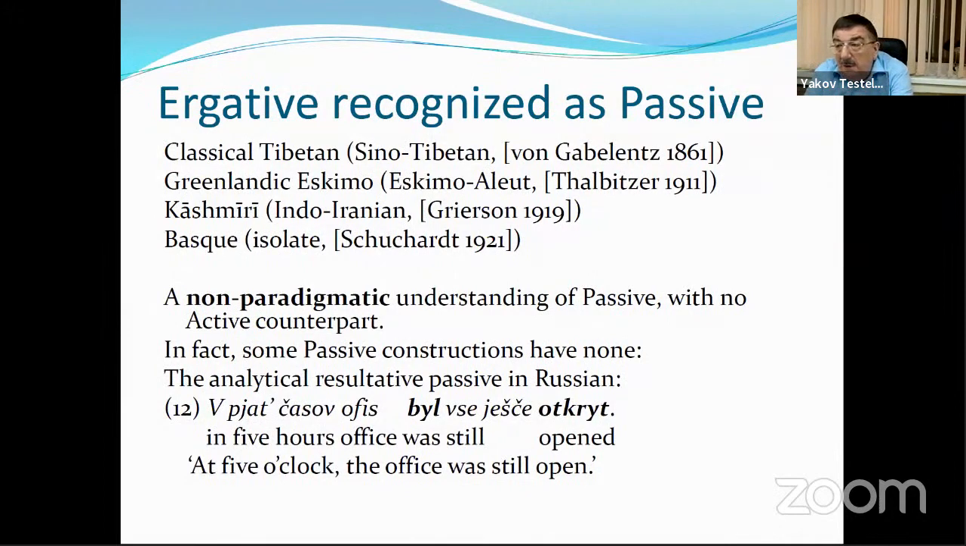And what is remarkable for all these linguists is that they adopted a very interesting non-paradigmatic understanding of passive with no active counterpart. In fact, they were forced to conclude that in these languages there can be passive constructions without active counterparts. In fact, some passive constructions have none. For example, the analytical resultative passive in Russian, example 12, в пять часов офис был все еще открыт. In fact, there is no active counterpart to this construction, but basically when linguists mean passive, they usually mean active versus passive pairs, of course.